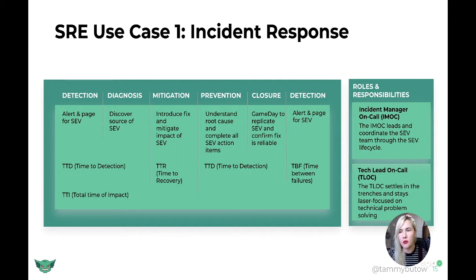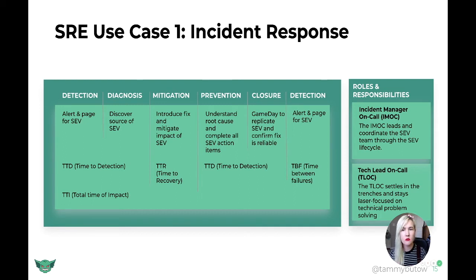Under detection, we alert and page for the SEV, or the high severity incident. We then discover the source of the SEV. Could have multiple things occurring, could be a cascading failure. And we measure this as time to detection.